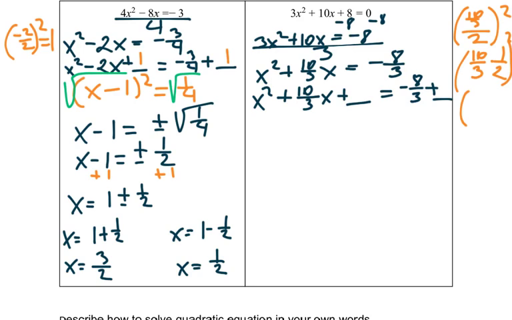So, right here, dividing by 2 means you multiply by a half. So now I have 10 over 6 squared. 10 over 6 simplifies to 5 over 3. And when I square it, I get 25 over 9. And this is my term that completes the square.